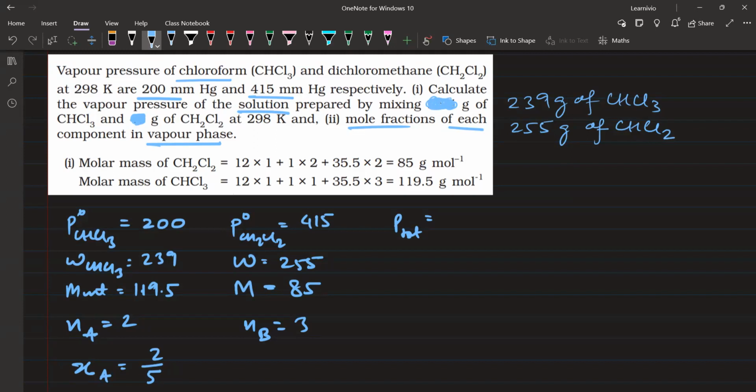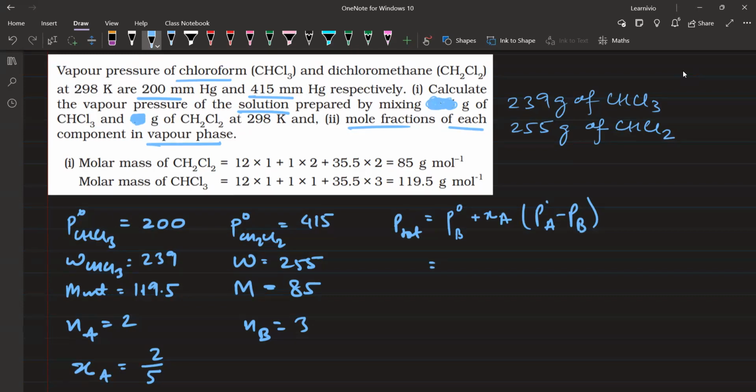Then you can calculate the P total, right? Yes or no? Yes, sir. Constant until here, guys. You can do P naught B plus chi A into P naught A minus P naught B, or the other way around, however they have written.